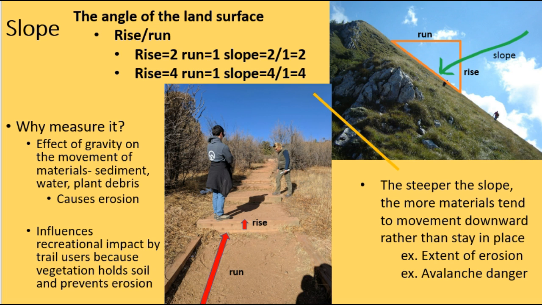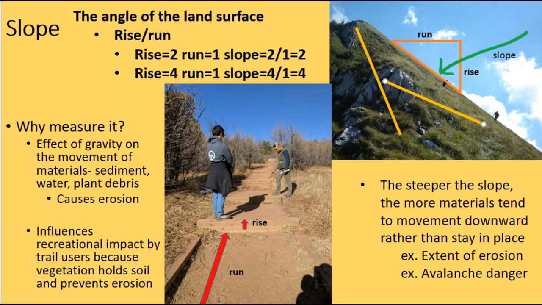If the rise was greater compared to the run, then the angle of the slope would be steeper, more like this. If the rise was less compared to this length of run, then the slope would be less steep, something more like this. And we can see that mathematically right here.